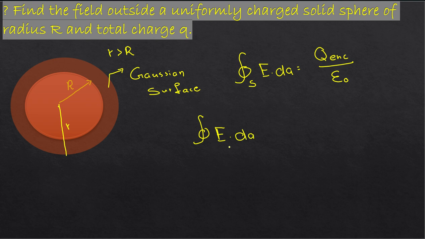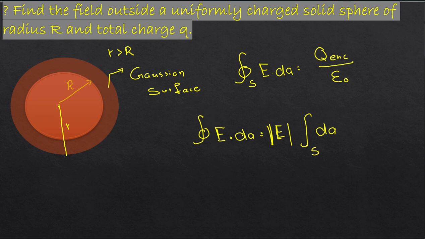This E can be taken outside as a constant, and it's possible to drop the dot product and make it a simple multiplication, because E is always parallel to dA. E is always radially outwards to this surface. So we can take E as a constant, because E has a constant value all over the sphere and is always radially outwards. So we can take E outside of the integral, leaving the integral of dA.